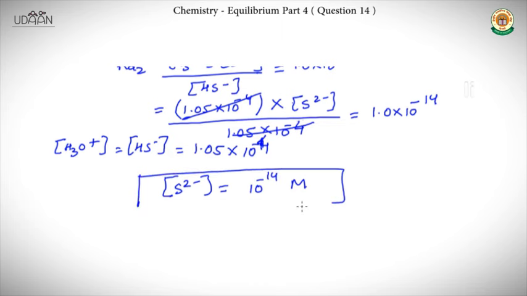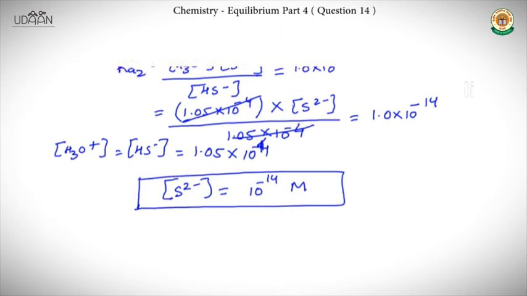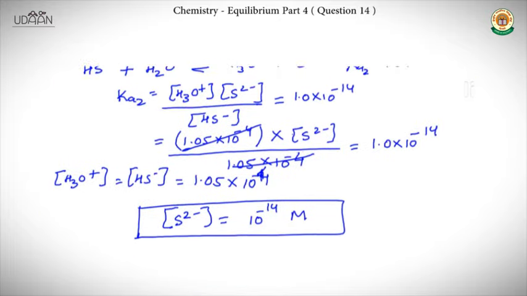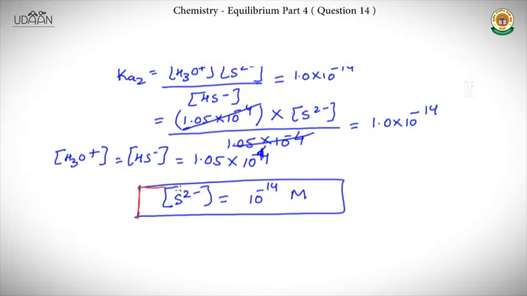So basically, we saw that it was not a very difficult question, but again, we need to be very thorough with Ostwald's dilution law, and we obviously know that Ka1 is greater than Ka2, and we should be able to check whether the approximation Cα² = Ka is valid, and just do the question. So this was question number 14.